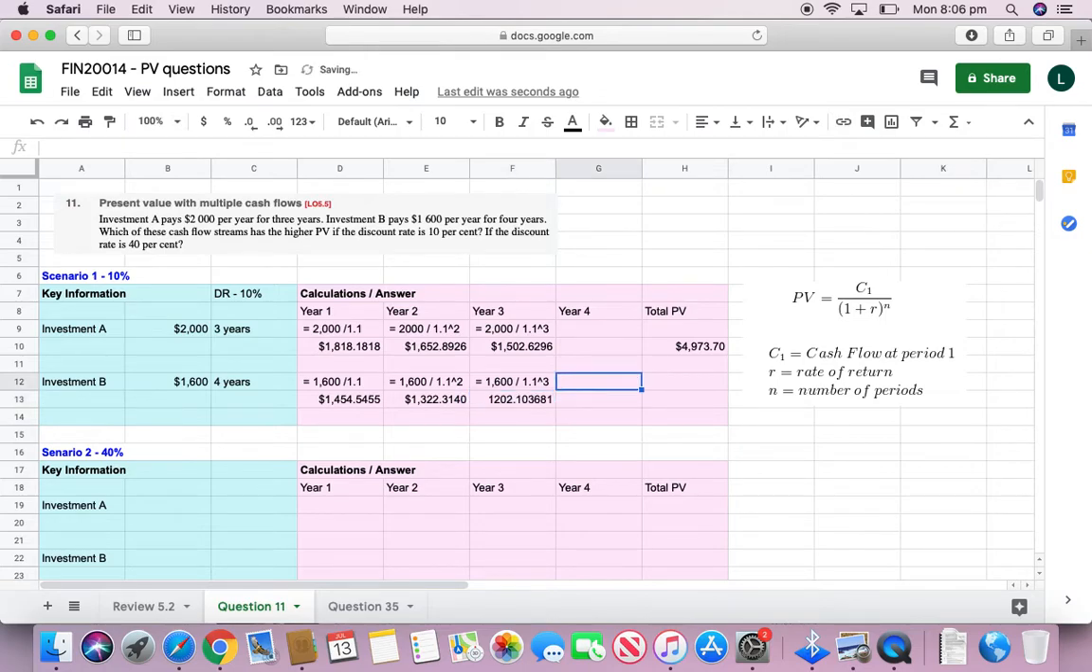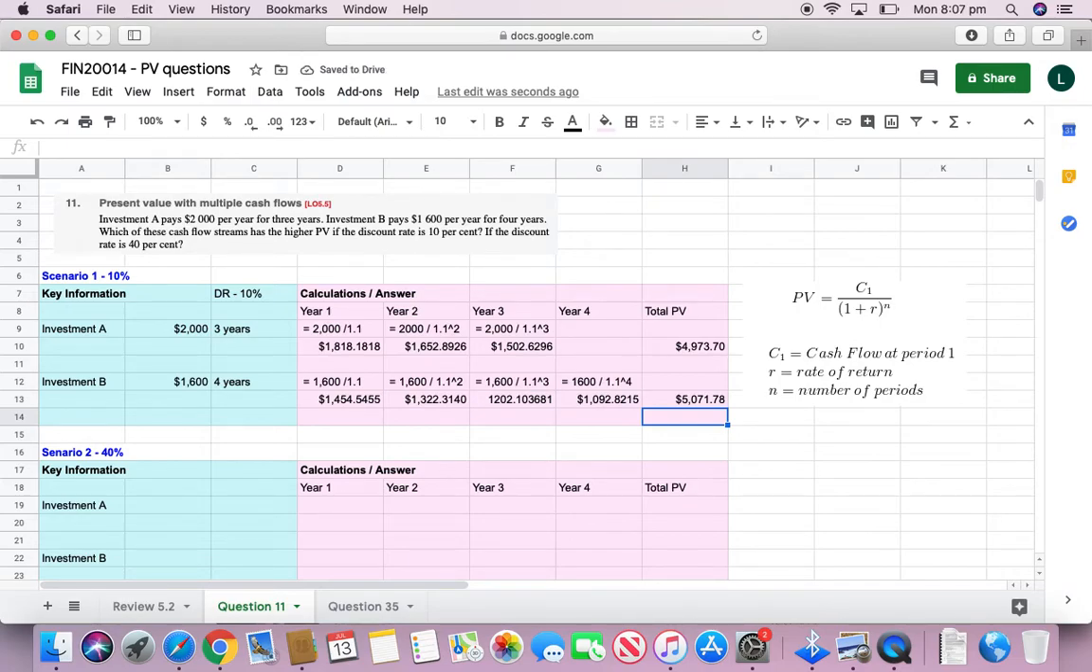All right, we've also got year 4 happening here. 1,600 over 1.1 to the power of 4. So once you get the hang of it, this isn't too hard. It's quite easy. It's just repetitive. All right, there we go. And we now have to sum it up. 1, 2, 3, 4. There we go.